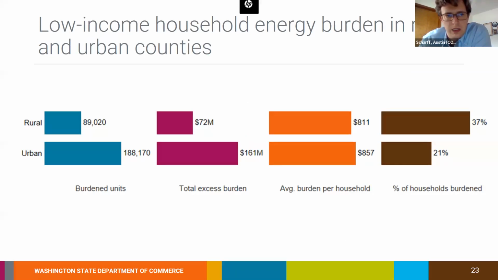So if you take a look at rural and urban counties in the state, what you see here is that households in rural counties are disproportionately energy burdened. There are more burdened units in urban areas, and a higher total excess burden. The average burden per household is about $46 more in urban areas, but the percent of households burdened is much larger in rural counties at 37% compared to 21% of households in urban counties.